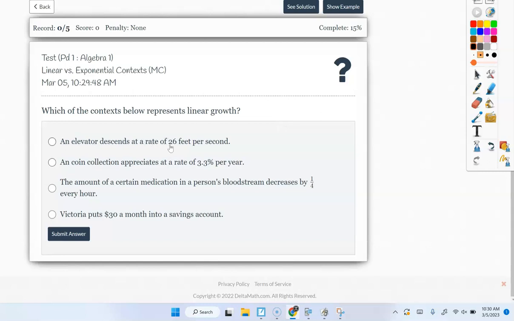All right, an elevator descends at a rate of 26 feet. A coin collection appreciates at 3.3%. The amount of a certain medication decreases by 1/4, and Victoria puts $30 a month into a savings account. There are two here that are linear, and that means that it changes the same amount each time. Those are not percentages, and those are not fractions. So this is linear, and so is this one. But the question was, which one was growth? The word descend means to go down. So for us, putting $30 into an account each month would be linear growth.